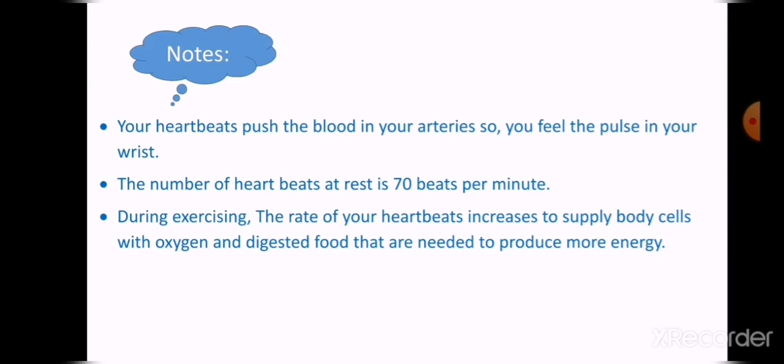The number of heartbeats at rest is about 70 beats per minute. But this number of heartbeats, or the rate of your heartbeats, can increase. It increases during exercising. Why? To supply your body cells with energy. Supply your body cells with more oxygen and more digested food to produce more energy that you need. Okay?